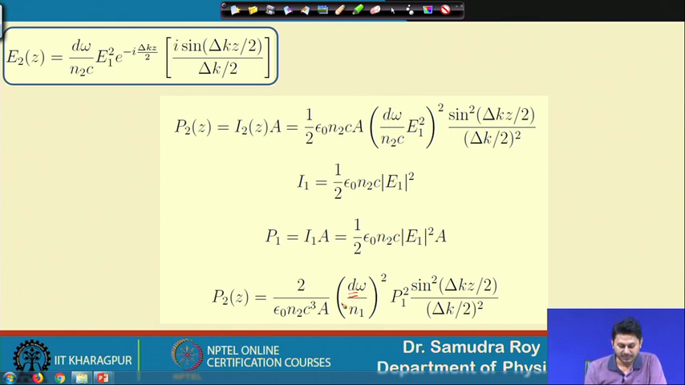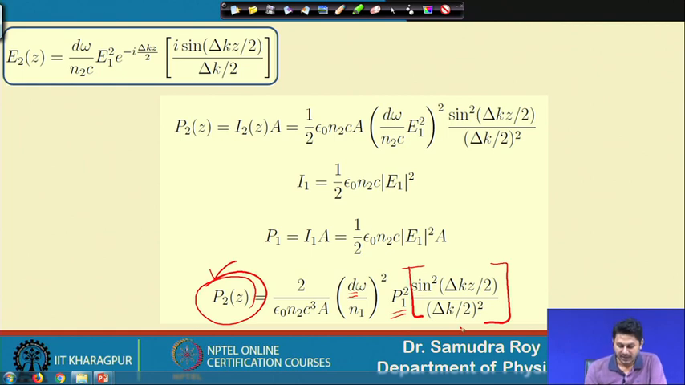d is squared, that means if the nonlinear coefficient is high, then P2 will be high, that is one thing. Second thing is that P1 is the pump and it depends on the square of the pump. So, if the pump is high, there is a possibility that we have a very high second harmonic power. Apart from that, one very important term is sitting here, which is sine square delta k z divided by 2, divided by delta k divided by 2, whole square.